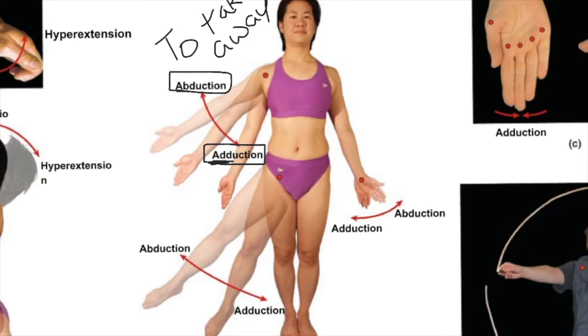Adduction. So we can do that in the legs as well. And notice that we're going laterally. It's a lateral movement out to the sides. So we can also see that that can be done at the hip joint as well. Okay. Next, let's go to this one.